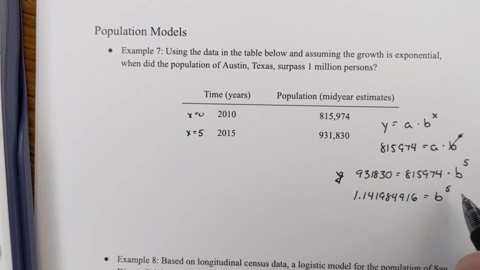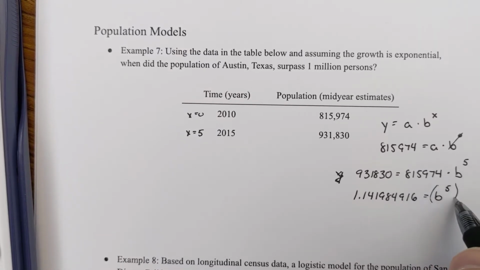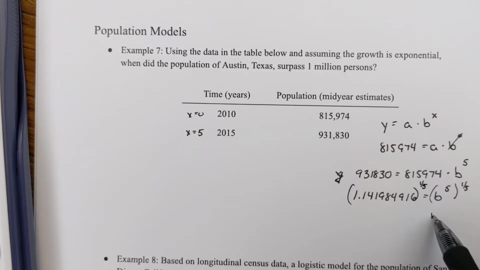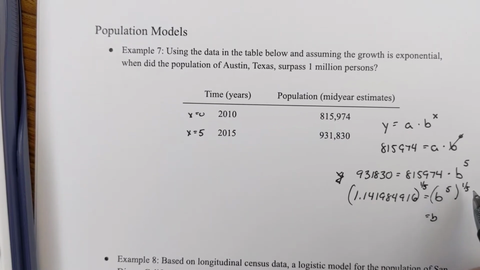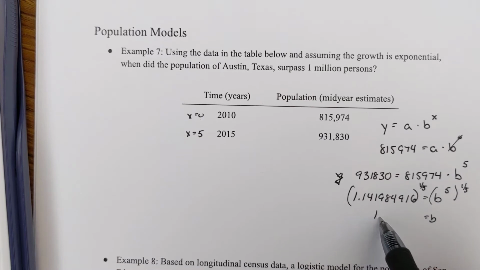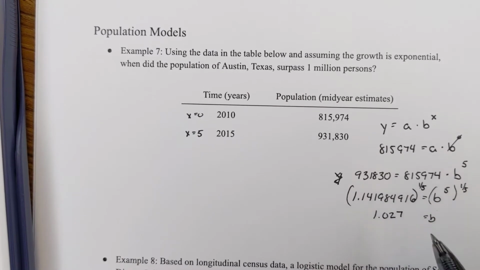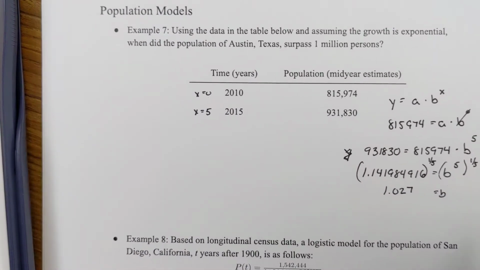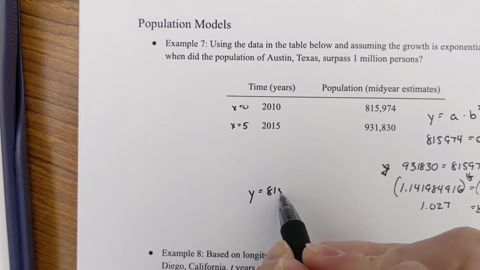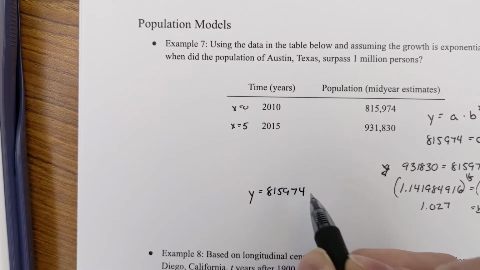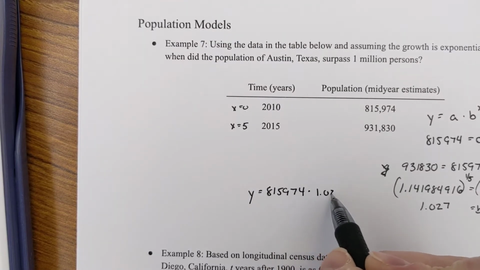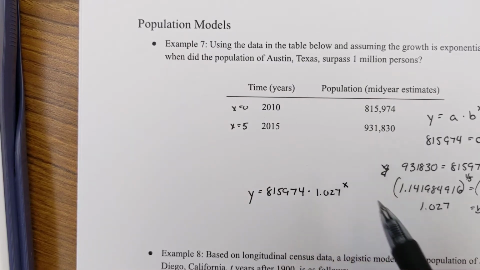And to get rid of a 5th, you can think about 2 ways. You can raise everything to a 1/5 power, or that's the same thing as taking the 5th root. But your calculator will probably like the 1/5 power better. So b is 1.027, we'll round it there. So that means my equation is y equals 815,974 times 1.027 raised to the x.